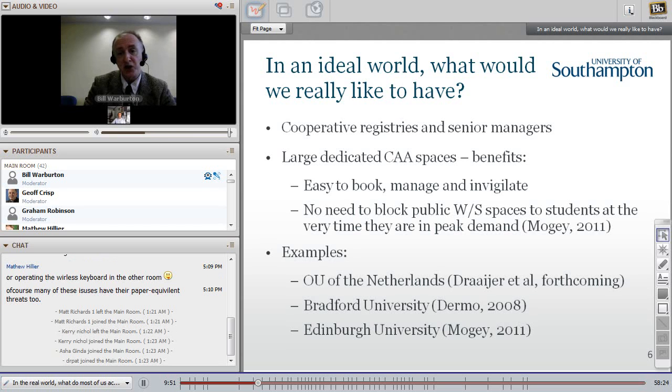And again, the smaller the room, the more expensive it is to invigilate. Nora Modi said quite a lot about this in the literature. And there are a few examples of this. The OU, the Open University of the Netherlands, has produced a very large dedicated space. Bradford University has already done this, and Edinburgh University have their own solution. There are other examples, but they're difficult to come by because they're expensive.